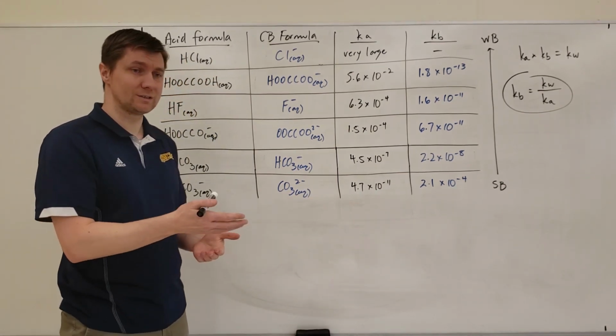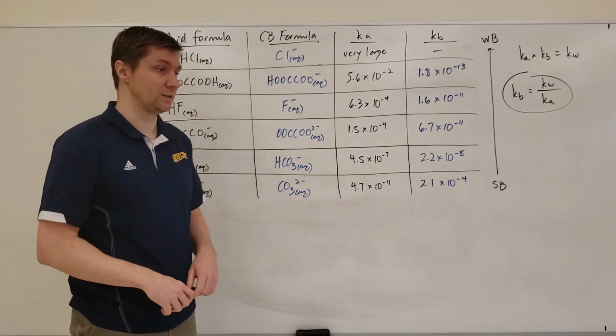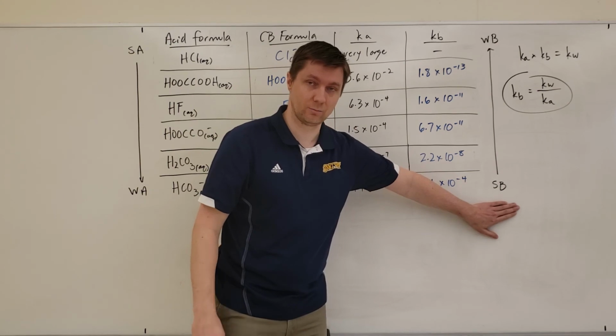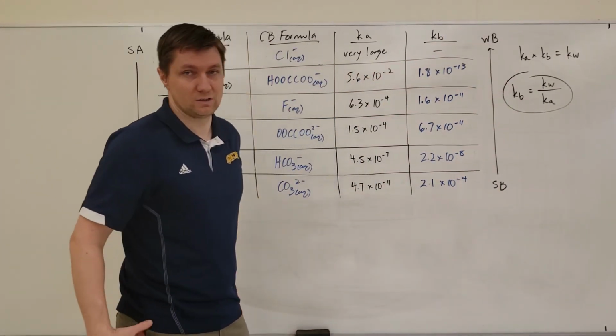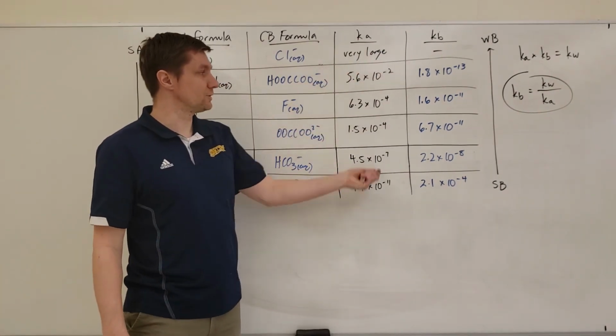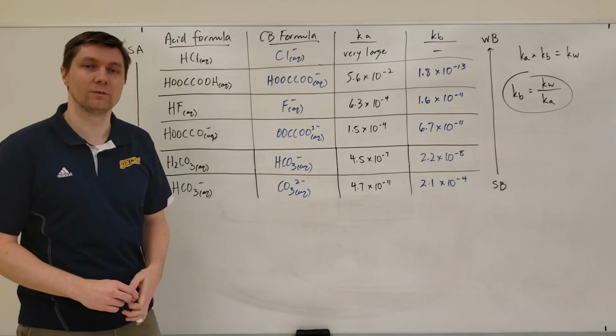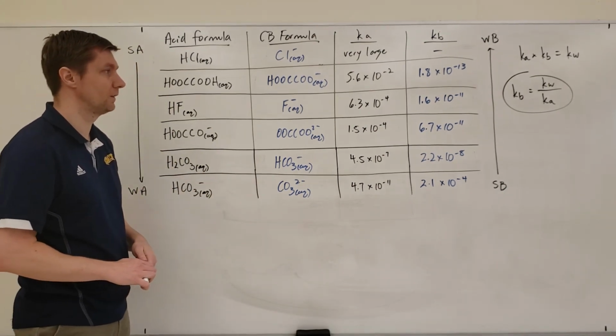And every other base that is above it is going to be weaker than hydroxide. So our strongest bases are down here in the bottom right-hand corner, and our weakest bases are up in the top right-hand corner. Now you'll notice these Ka values are written in for some of these acids, and I just copied these out of the data booklet, so you've got them and they're there.